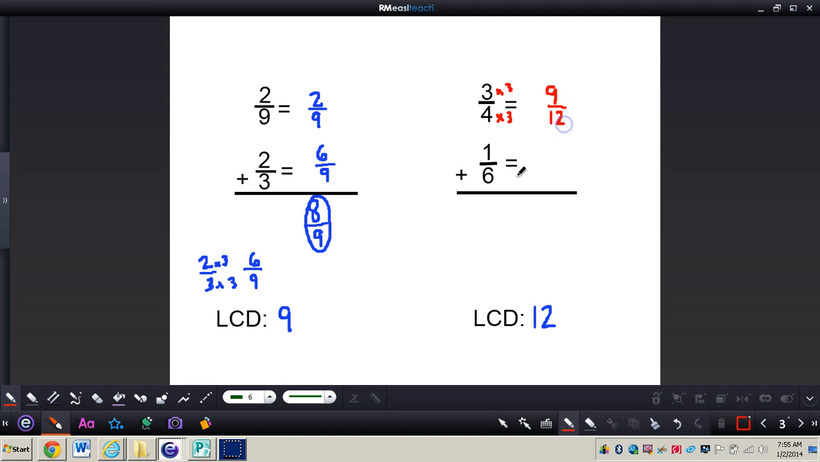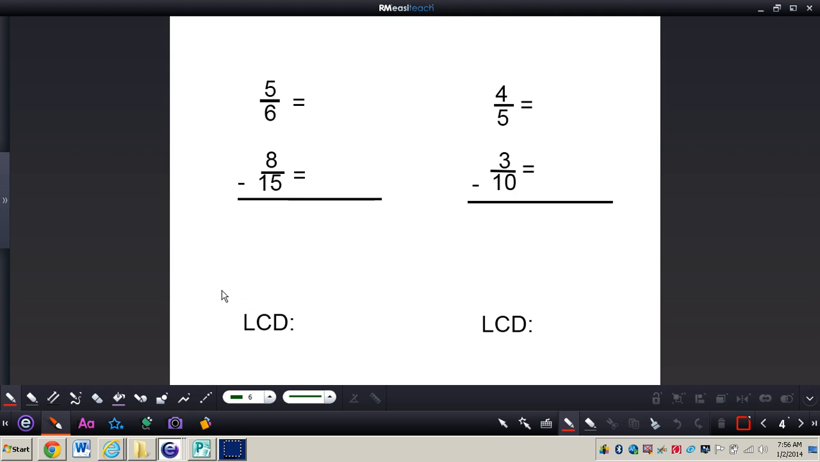So 9/12. And then from here, my 6, I know I need to multiply that by 2 to get to 12. My 1, I need to multiply by 2 because whatever I do to my denominator, I must do to my numerator. 1 times 2 will give me 2. 6 times 2 will give me 12. Now I have my denominators equal, and then from here I can just simply add my numerators together. 9 and 2 will give me 11. Denominator will stay the same as 12 for the grand total of 11/12.